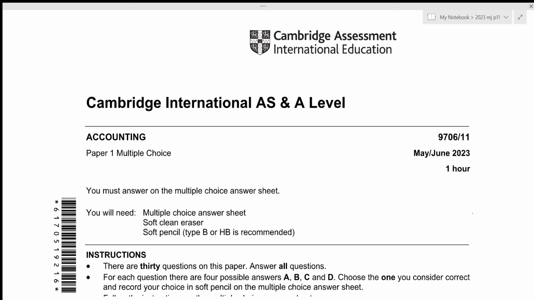Hi everyone, in this video we'll be going over A-Level Accounting 2023 May-June Paper 1-1. This is a multiple choice paper which consists of 30 questions and each of them will be of 1 mark. The total time limit given for this paper is 1 hour, and in this video as well we'll be attempting to solve this paper under 1 hour. So without any further delay, let's get started.